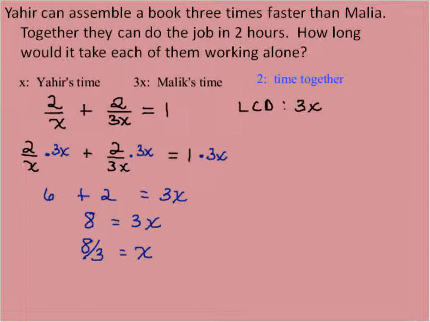So the time it takes, you can leave it as a fraction, it doesn't matter, but you get approximately 2.7 for Yahir. And then to find Malaya's, it'll be 3 times 2.7, which, if we multiply that by 3, we get 8.